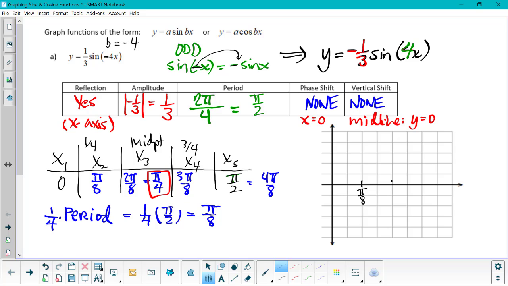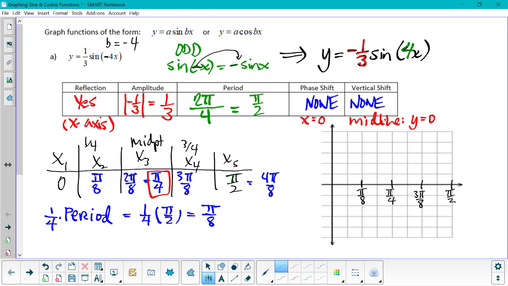So 1 pi over 8, 2 pi over 8, 3 pi over 8, 4 pi over 8. So I know this one's 3 pi over 8. 2 pi over 8 reduces to pi over 4. And 4 pi over 8 reduces to pi over 2. So I label those. So I label my x-axis with my 5 x values for my 5 points.